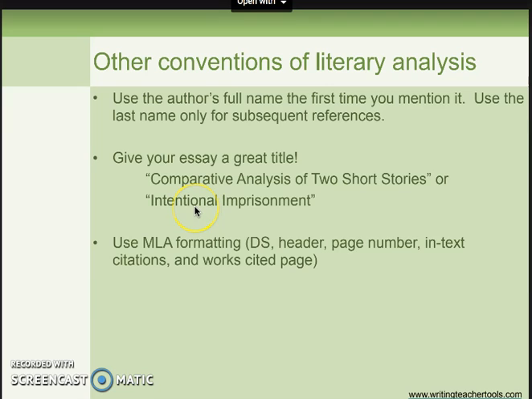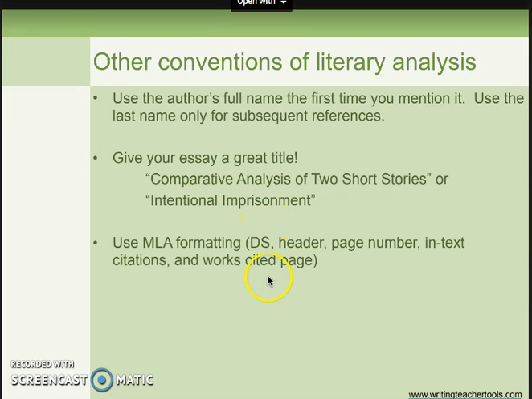Give your essay a great title. So this one, comparative analysis of two short stories, is really boring. We're already bored before we've read your first word of your introduction. So, unintentional imprisonment or something. Be creative with your title, and the title should somehow clue into your thesis statement.